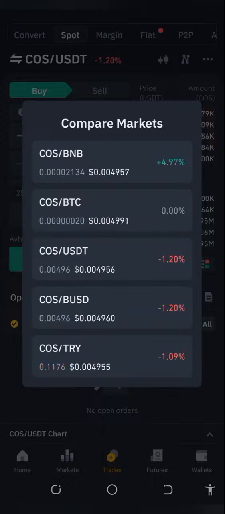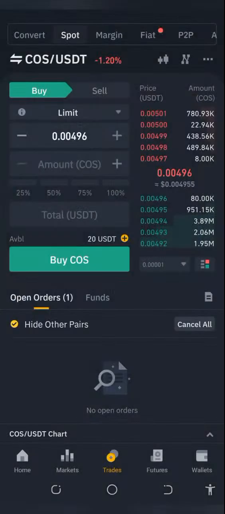And as you can see here, we're looking at COS BNB, COS BTC. It looks like most of all these prices are the same, but just for the sake of practicing this, let's just choose one of them. I think the smallest one here is COS USDT. All right. So COS USDT happens to be the smallest coin.